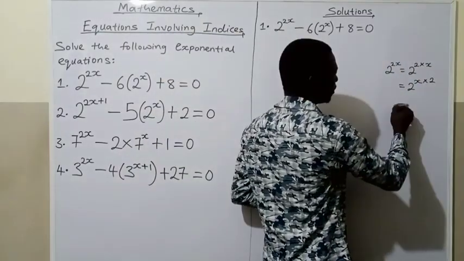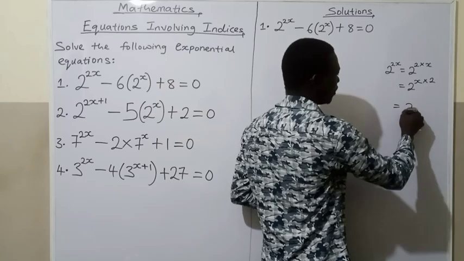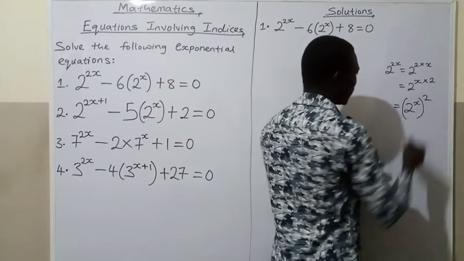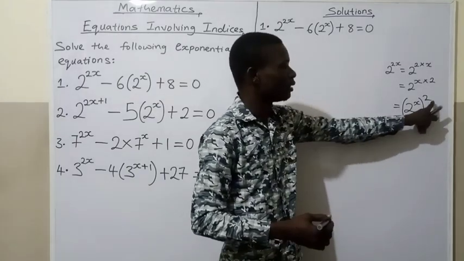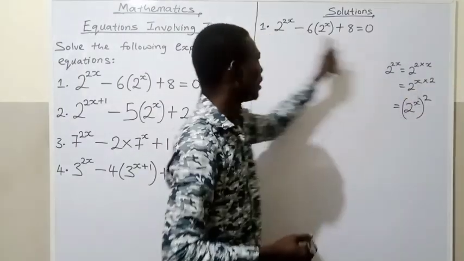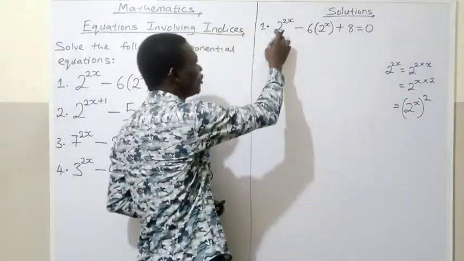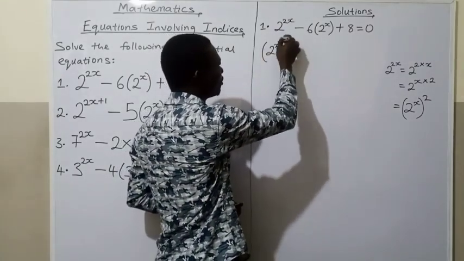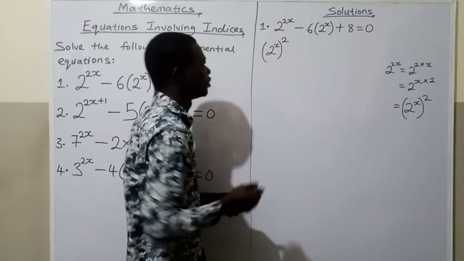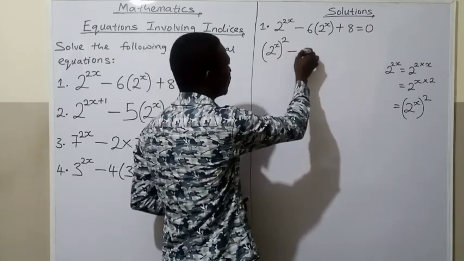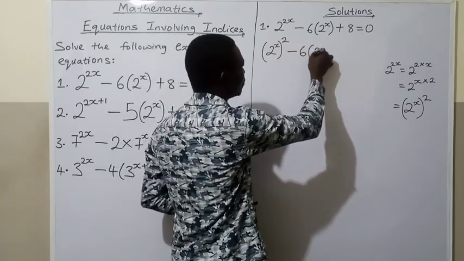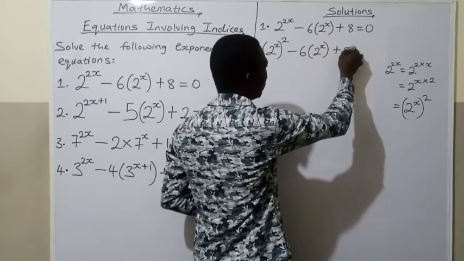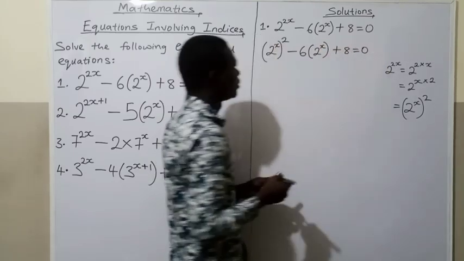Now, if we want to express it in index form according to one of the laws of indices, we are going to have it as 2 raised to the power x and then raised to the power 2. That's 2 raised to the power x times 2, and that's what is going to give us 2 raised to the power 2x. So I'll be rewriting this as 2 raised to the power x before it is now being raised to the power 2, which of course is going to give us 2 raised to the power 2x. Then minus 6, open bracket, 2 raised to the power x, and then plus 8 equals 0. So this is what we have.